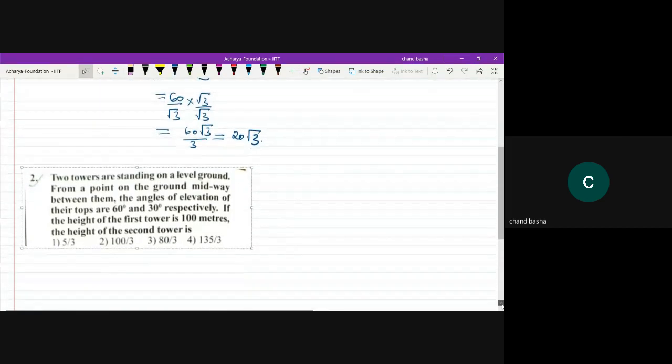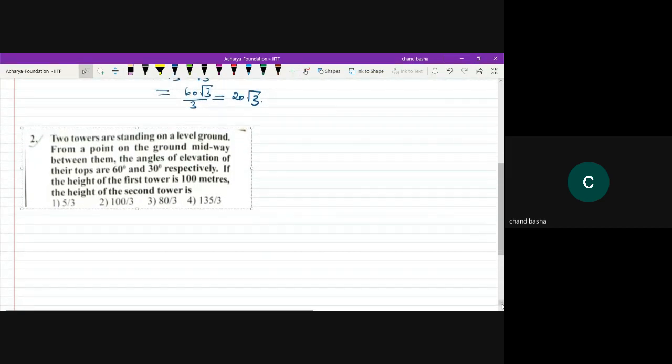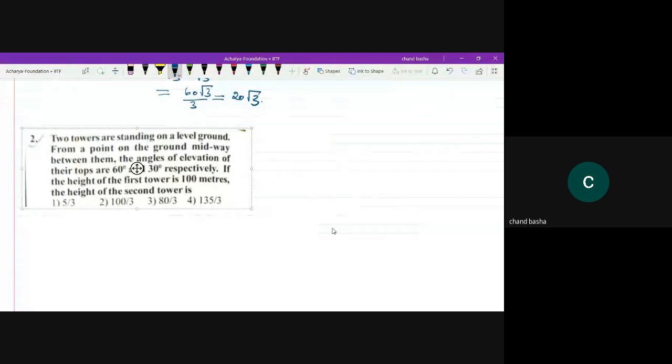Two towers are standing on level ground. From a point on the ground midway between them, the angles of elevation of their tops are 60 and 30. If the height of the first tower, whose elevation is 60, is 100, what is the height of the second tower? So first we need to have the figure, guys. First, let us read the question carefully and understand what he is asking.